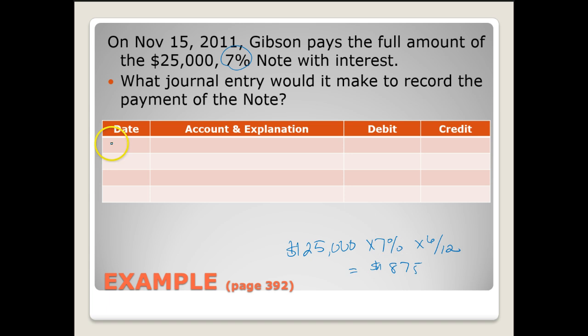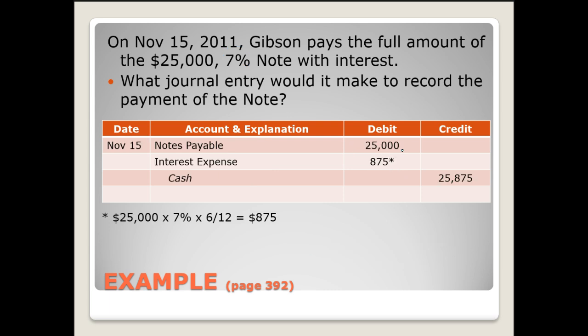So on November 15th, there would have been the clearing of the notes payable by debiting notes payable for $25,000. There would have been the recording of 6 months of interest expense to the tune of $875, and there would have been a credit to cash of the full $25,875.